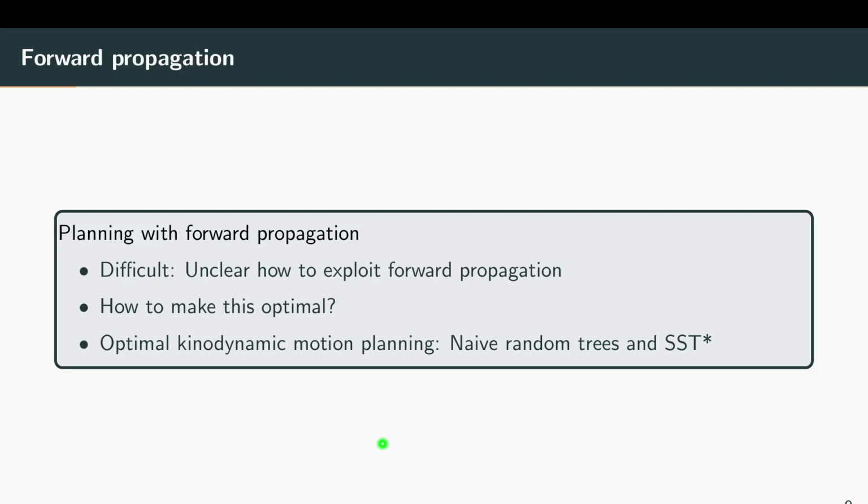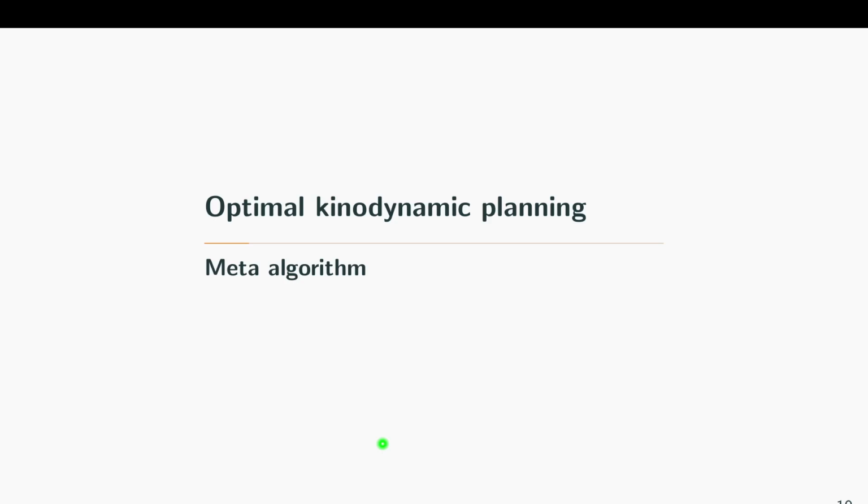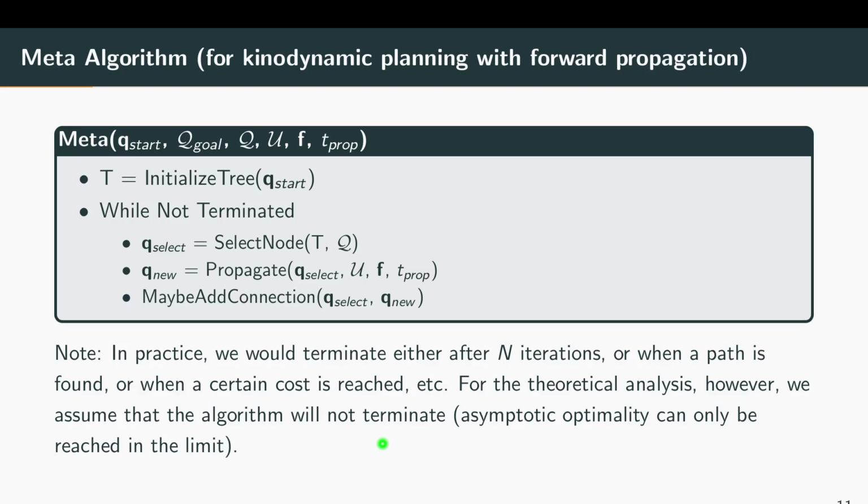And so the other way is to use this forward propagation. And so today we look at some algorithms that use forward propagation for the motion planning. Okay, so how does it look? So here's some pseudocode for the meta algorithm, and then as I said, there will be 3 concrete instances of that algorithm that we see today.